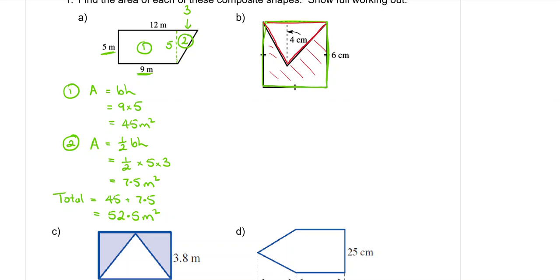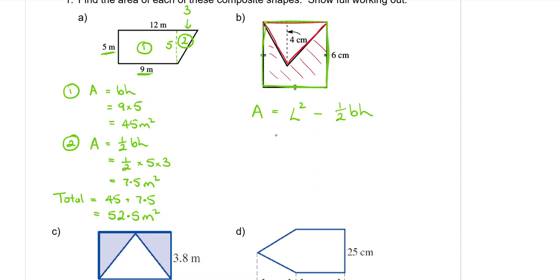So my formula is going to be A for area equals, I'm starting with the square, which has a formula of L squared, and then I want to cut out, which means subtract, the triangle, which is half base times height. Okay, so both of my formulas are in there together, so that's my first line.